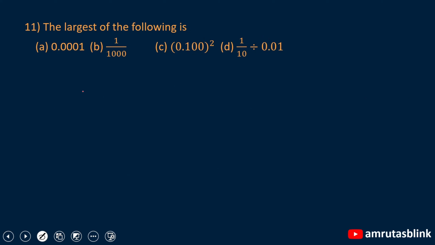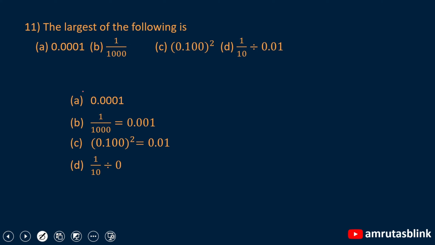We'll move to problem number 11. The largest of the following is 0.0001, 1 upon 1000, (0.100) square, and 1 by 10 divided by 0.01. Now here we need to actually find out the value of each option. Option A is 0.0001. Now 1 divided by 1000 is equal to 0.001. Now (0.100) square is actually 0.1 square, which is equal to 0.01.